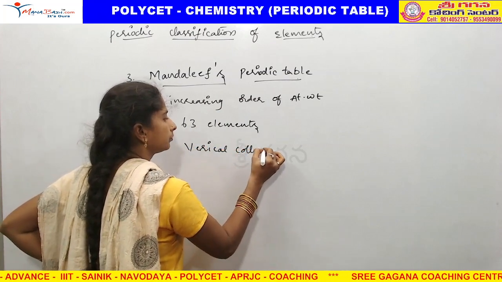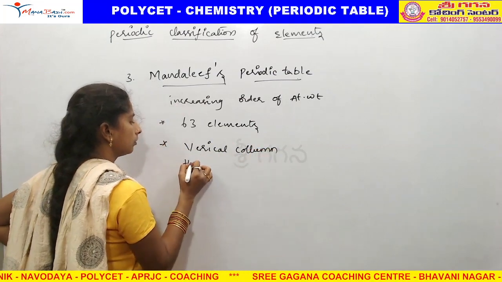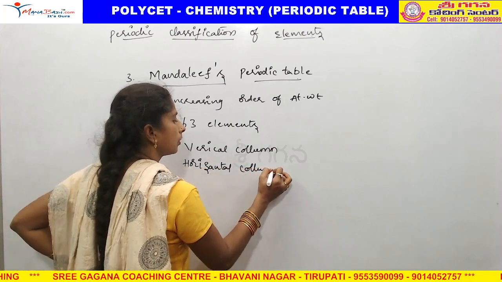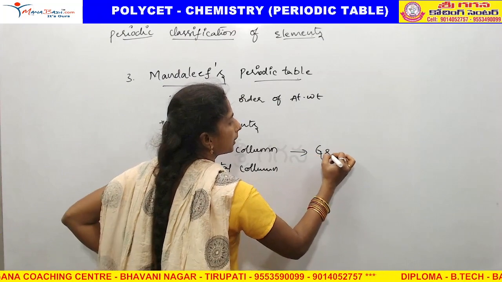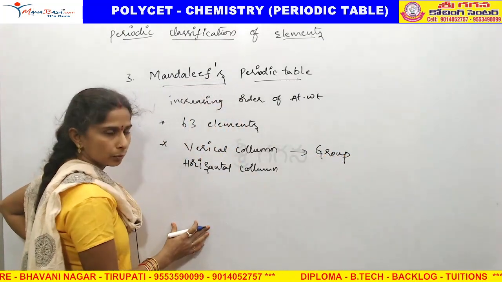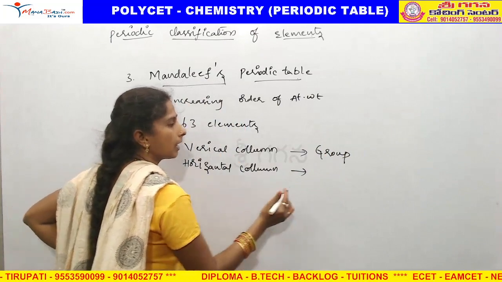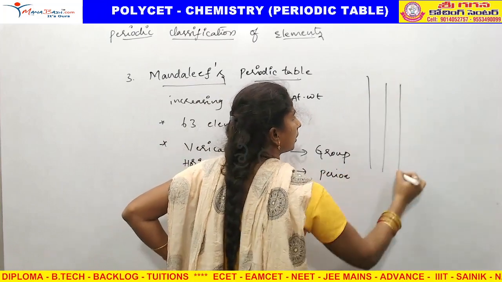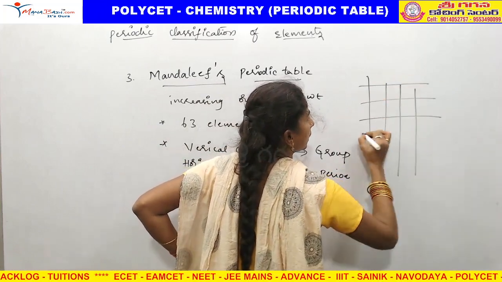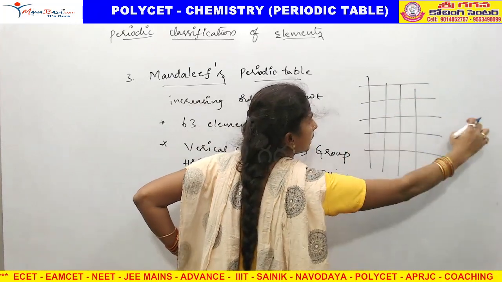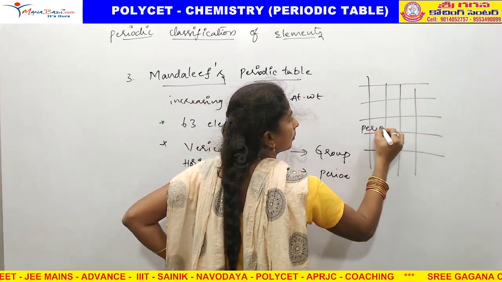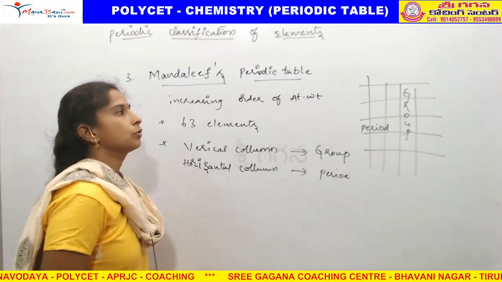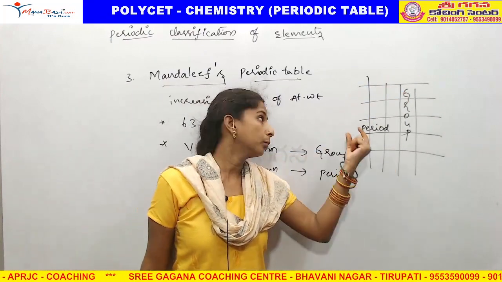He gave the name group to the vertical column, and period to the horizontal column. For example, if we take a tabular column like this, this row is called a period, and this column is called a group. That is the difference. From top to bottom we call it a group, and from left to right we call it a period.